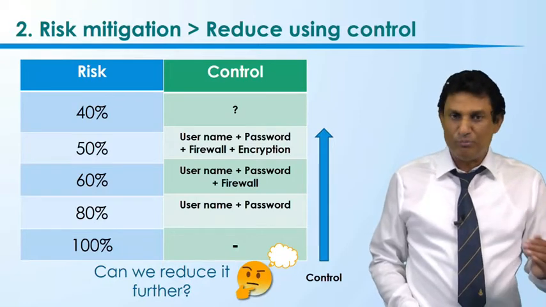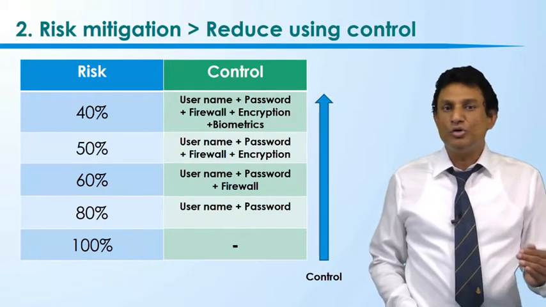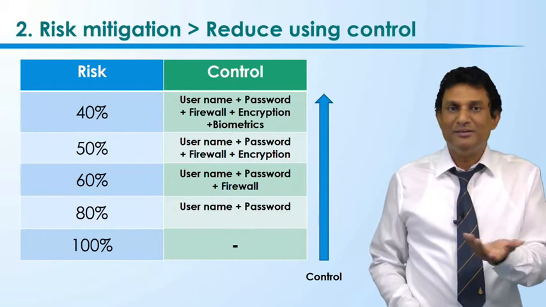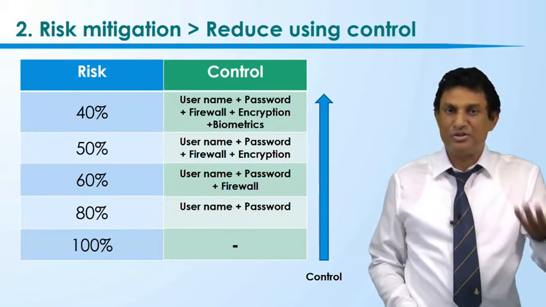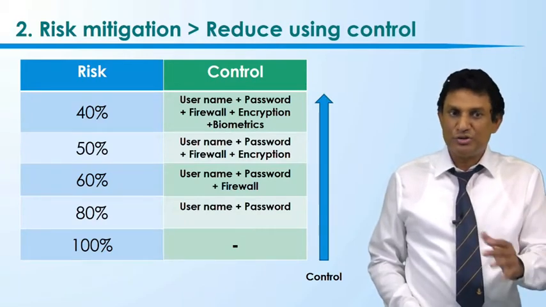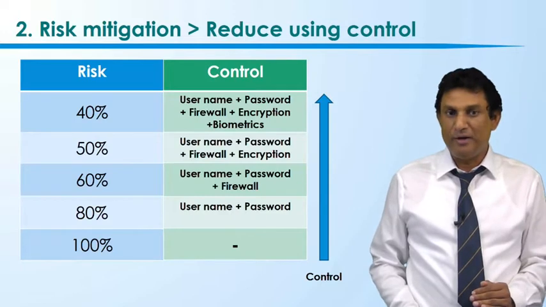So we need to have more controls. To do so, we are going to add biometric devices as an additional way of authentication. So now it's 40%, right?